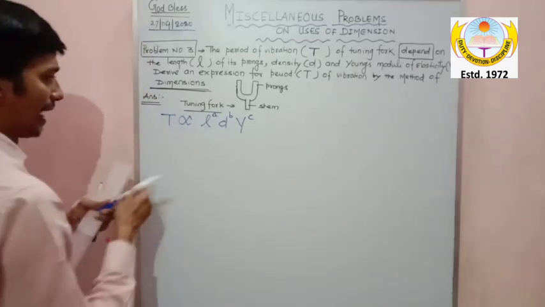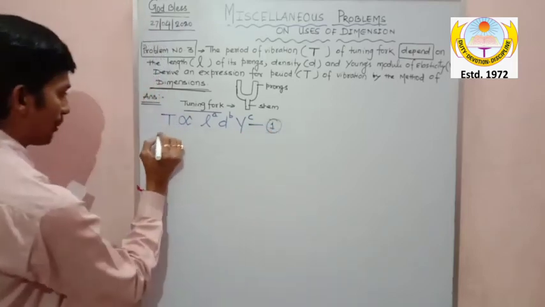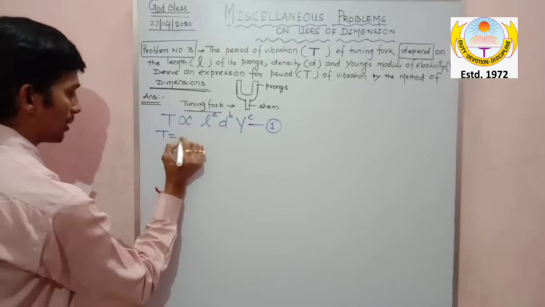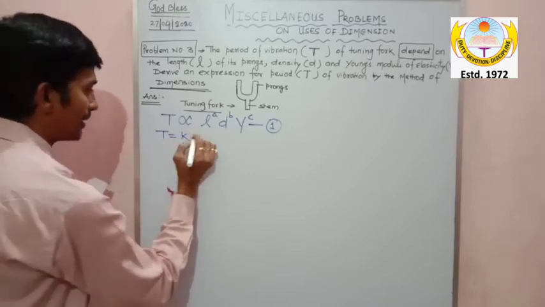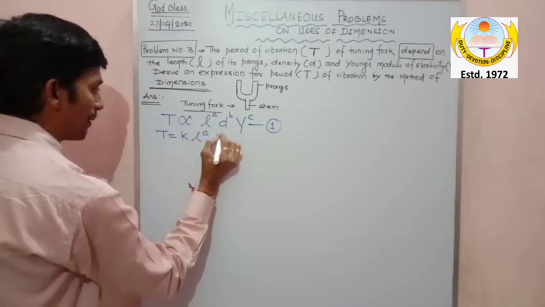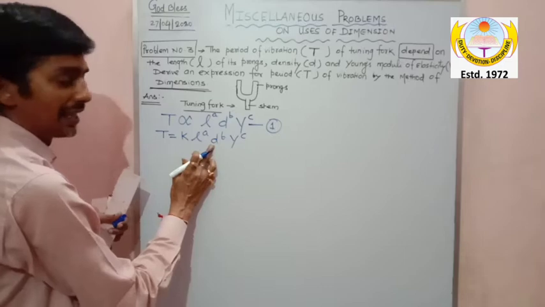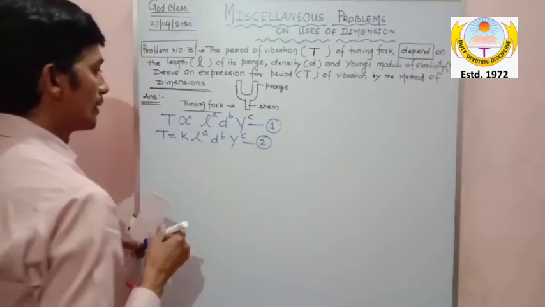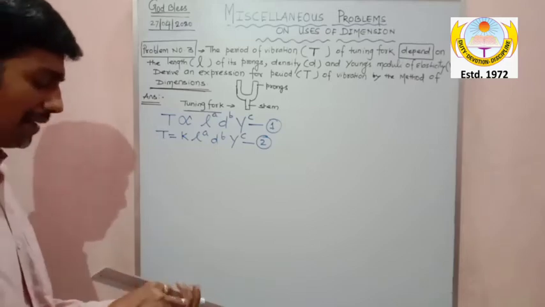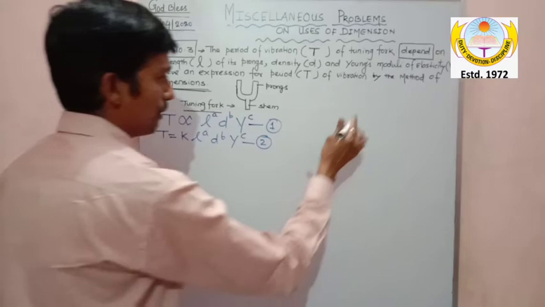And here, my dear, I will put equation number 1. Now the next equation: T is equal to K, where the proportionality sign is replaced by K, L power A, D power B, Y power C. Y is Young's modulus, D is density, L is length. Equation number 2. Now my dear, as quickly as possible I will do the rough work. You all remember rough work. So here is the rough work.